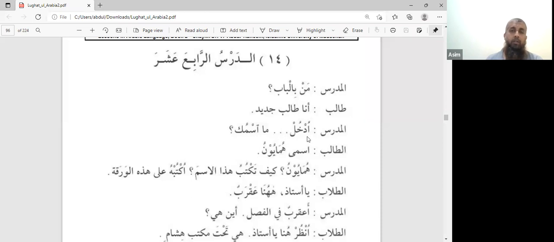Again, we'll break it down later on, inshallah. This is just to tell you it's a command form from the verb dakhala. Dakhala means to enter. So the command for that is enter. You're instructing somebody, enter. So the teacher says, enter. Masmuka, what is your name?